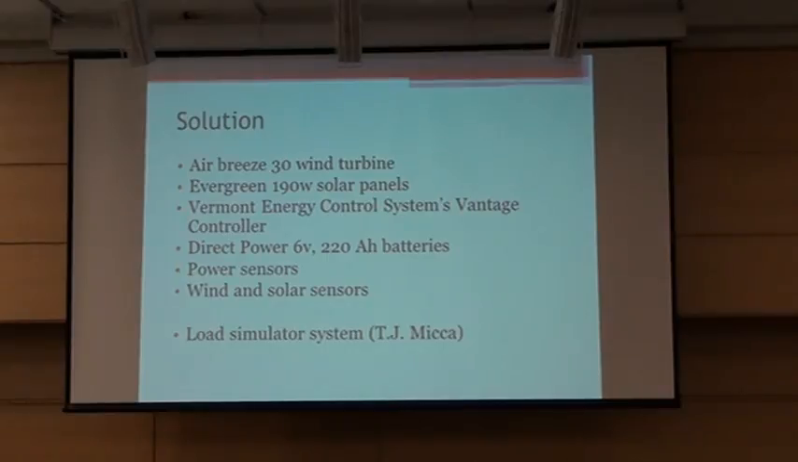I was lucky enough to find just about everything I needed to build this microgrid on campus. We had the AirBreeze wind turbine, the Evergreen solar panels, a controller from Vermont Energy Control Systems, deep cycle batteries, and wind sensors. The only thing that I did purchase was sensors to measure current and voltage. And so that's the renewable energy side. TJ designed and built the load simulator, which he will get to at the end of mine.